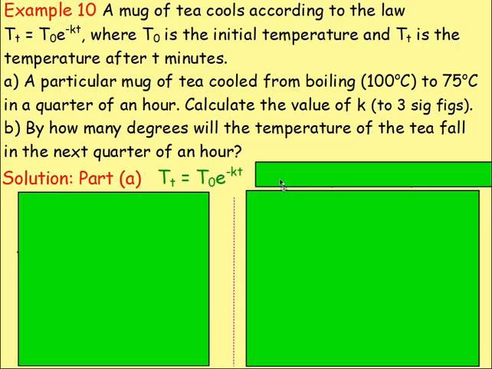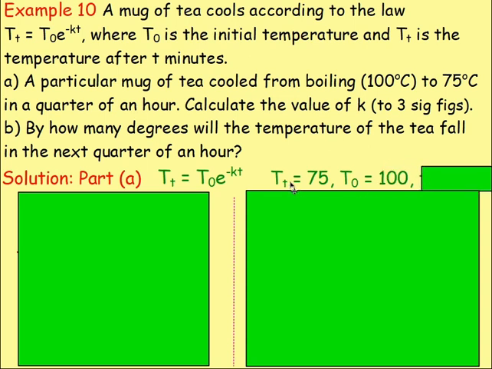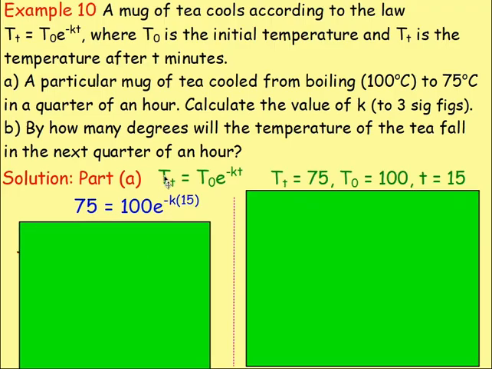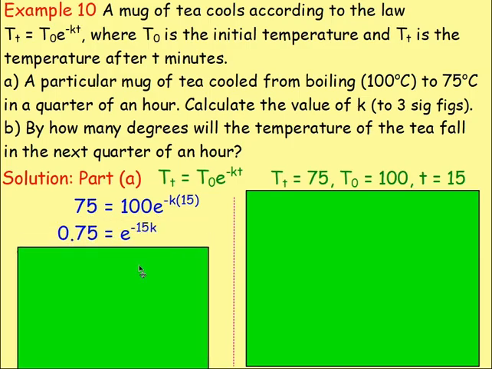Right, well, we've got this formula to begin with. We've got Tt equals T0 e to the power of negative kt. We're also told that the original temperature is 100 and the temperature after 15 minutes, a quarter of an hour, is going to be 75 degrees. So Tt is going to be 75, T0, the original, is going to be 100, and the time will be 15. So in that formula, replace Tt, T0 and t, and that'll leave us with the only one unknown of k. From there, divide both sides by 100, and we get 0.75 equals e to the power of negative 15k.